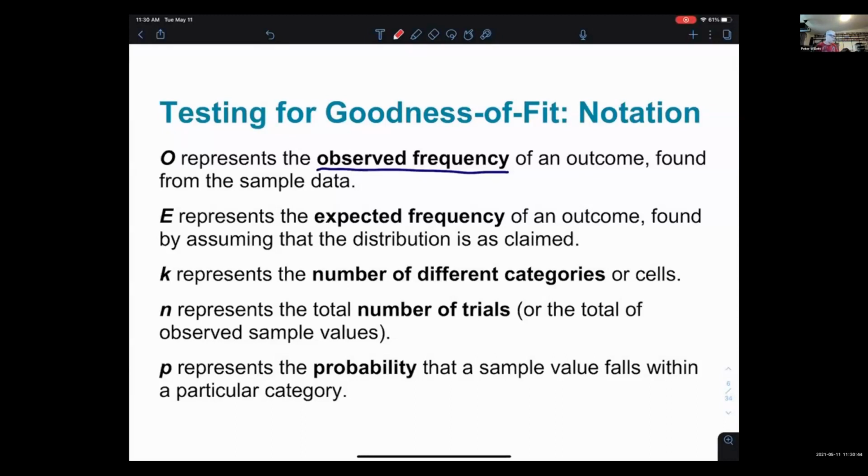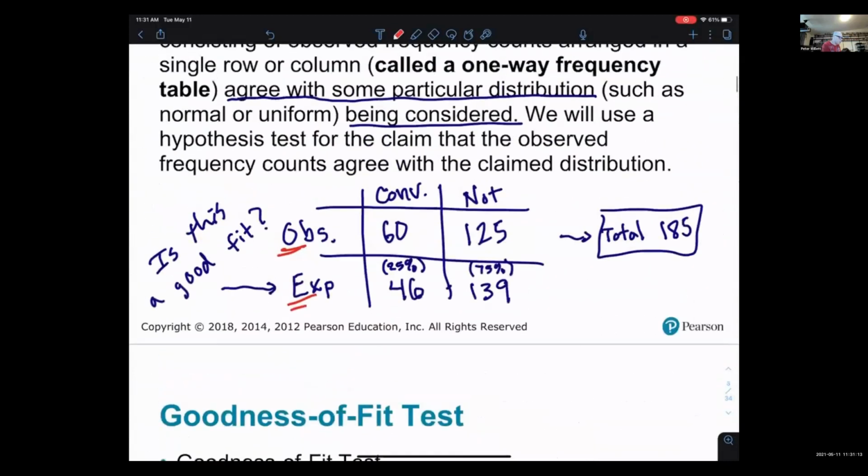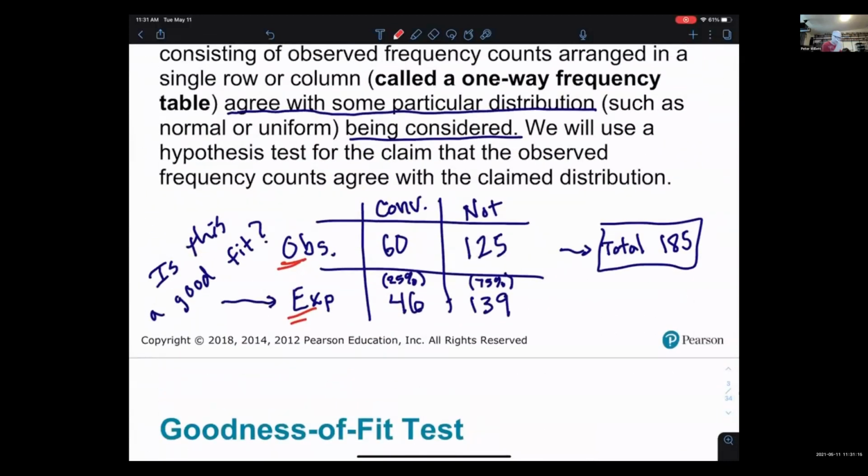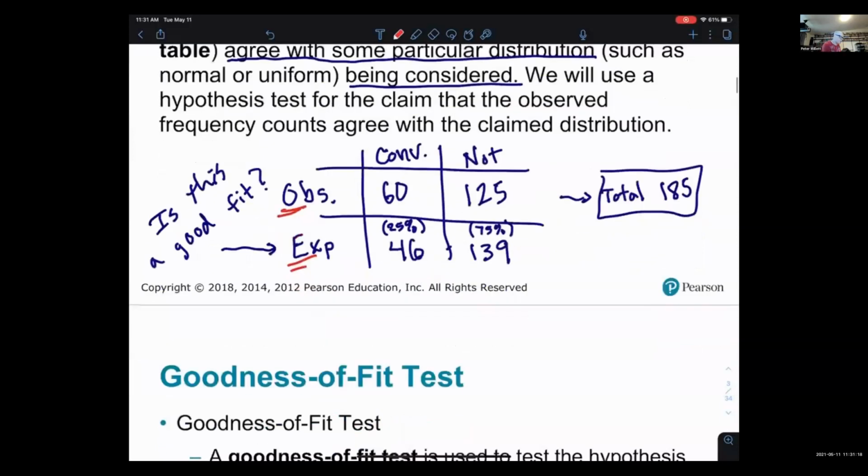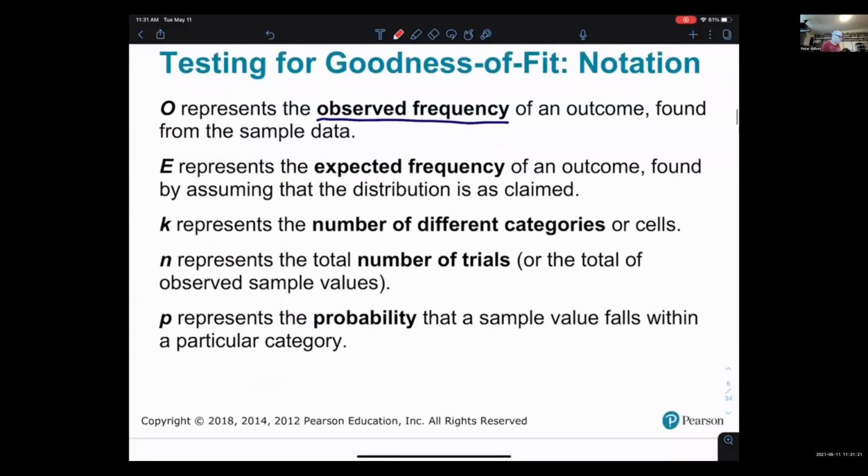K represents the number of different categories or cells. So in my little example, there were only 2 categories, convertible or not convertible. So K would have been 2 in my sample. N represents the total number of trials, the total number of observed sample values. That was 185 in my silly little example. And P represents the probability that a sample value falls within a particular category. So we had 2 P's in my example, the 25% and the 75%. That was the probability of falling in a particular category based on expectation.